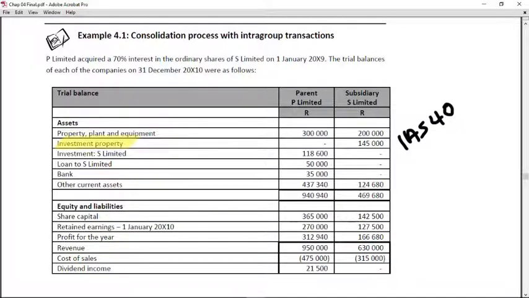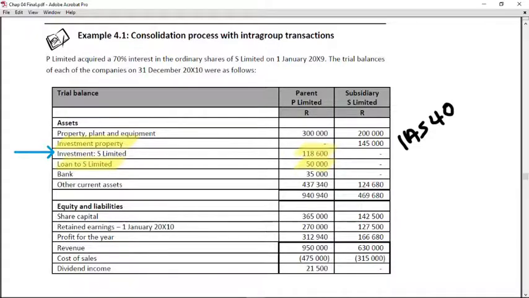Then important items we always have to identify when we consolidate is the investment by the parent in the subsidiary, and it's lying in the trial balance of the parent at 118,600 Rand. Here we see a loan to S Limited for 50,000 Rand. Now, coming from Chapter 4, we expect this to be an intra-group transaction, so somewhere in the subsidiary's trial balance, we need the liability corresponding with this asset in the parent's trial balance.